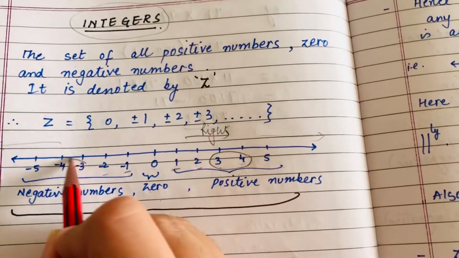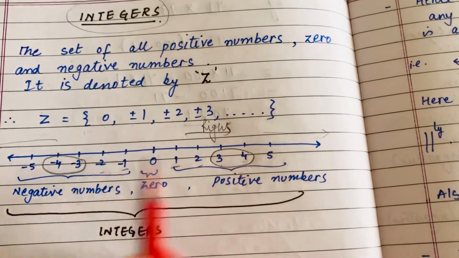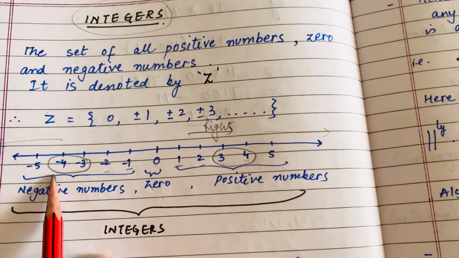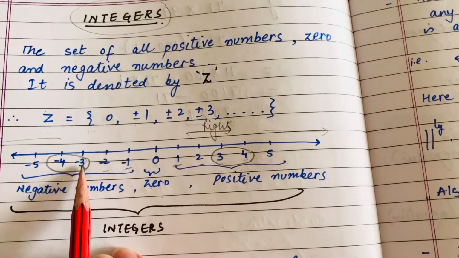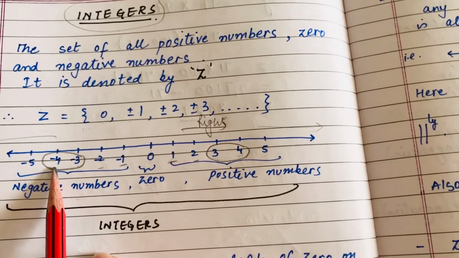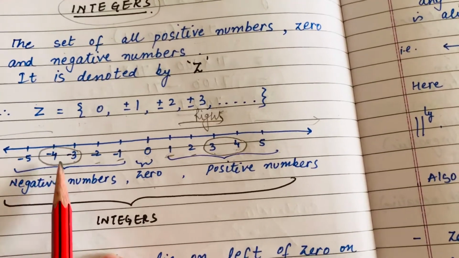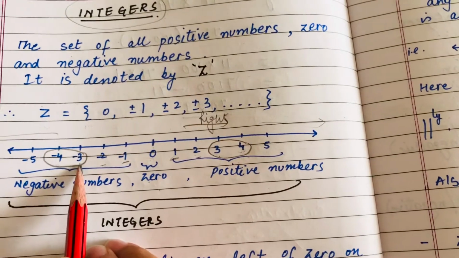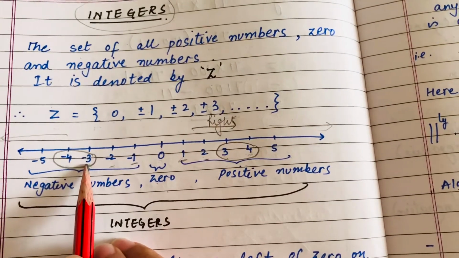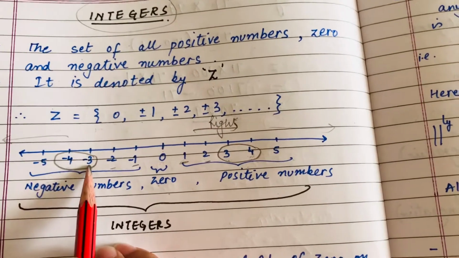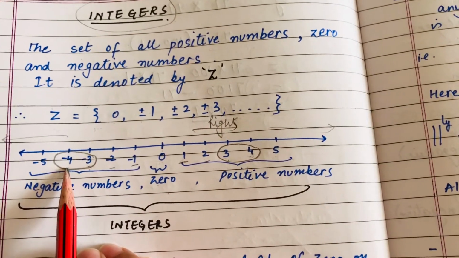Now, let's check minus 3 and minus 4. What is the difference between these two? We have given a negative sign to these two numbers, right? If we give a negative sign to 3, it will become minus 3, and if we give a negative sign to 4, it will become minus 4. Now, can you tell me which is on the right side of the other? Can you see here? Minus 3 is towards the right of minus 4. So here minus 3 is greater than minus 4.